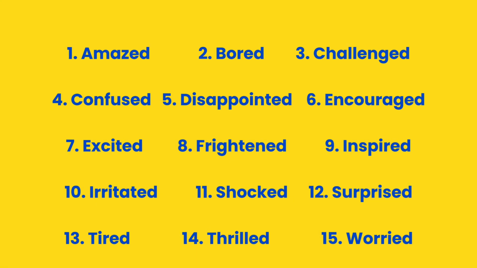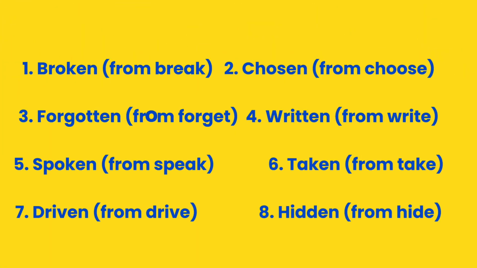Examples of irregular verbs as adjectives. Some irregular verbs form adjectives with unique participles. 1. Broken, from break. 2. Chosen, from choose. 3. Forgotten, from forget. 4. Written, from write. 5. Spoken, from speak. 6. Taken, from take. 7. Driven, from drive. 8. Hidden, from hide.